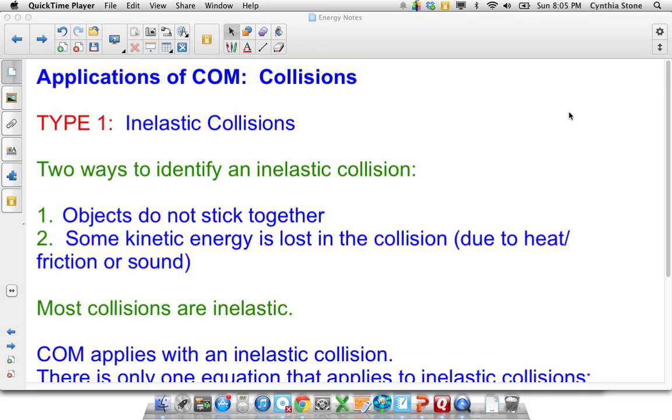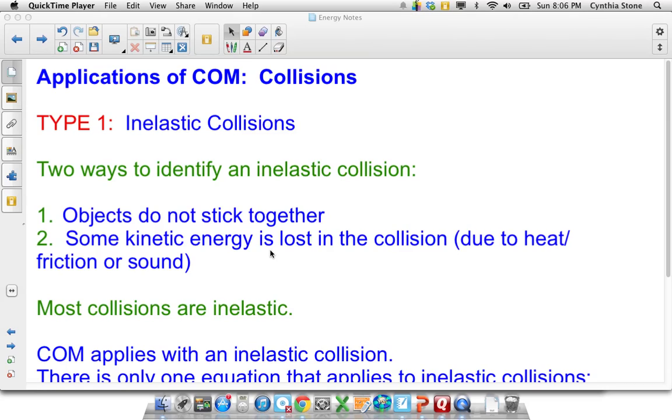Of conservation of momentum, the best application is collisions. So there are 3 types of collisions, and I'll tell you what they all are. The first one is what we call an inelastic collision. The key criteria for an inelastic collision is that you have 2 objects. Again, it could be 3, but usually you just deal with 2, okay?